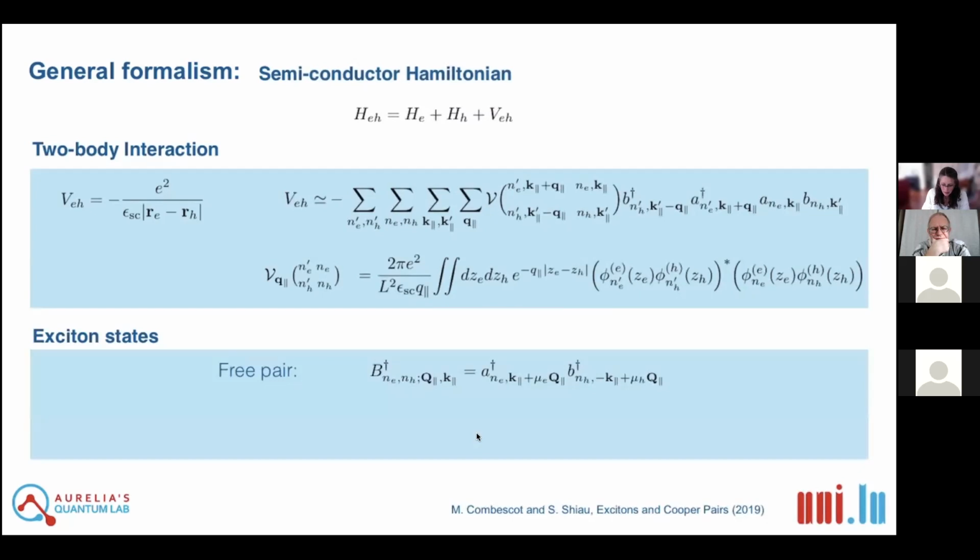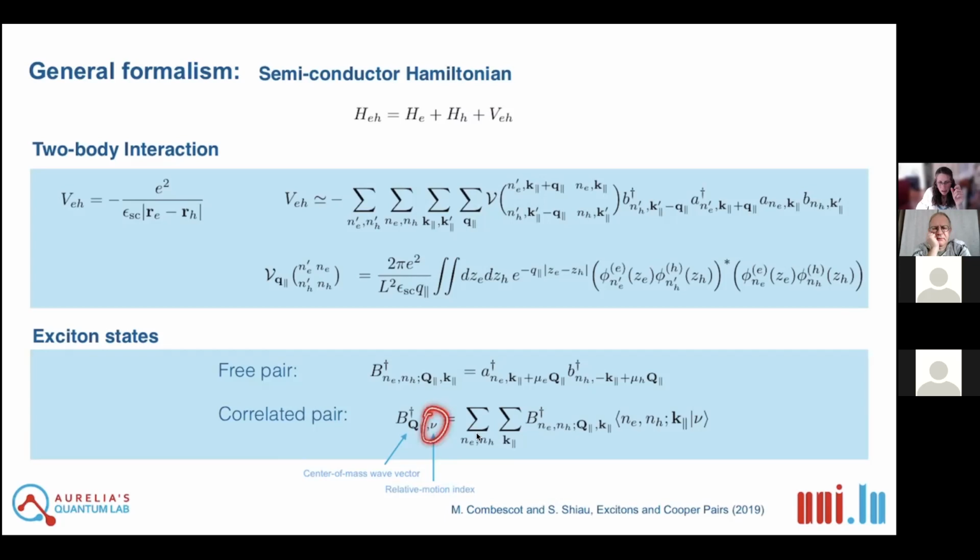Then if we look at, think about this exciton state. If the pair were free, we would have just the electron and the hole, but because of the interaction between the electron and the hole, we have a correlated pair. So this B dagger is the operator that creates an exciton with a center of mass wave vector q parallel and a relative motion nu between the electron and the hole.